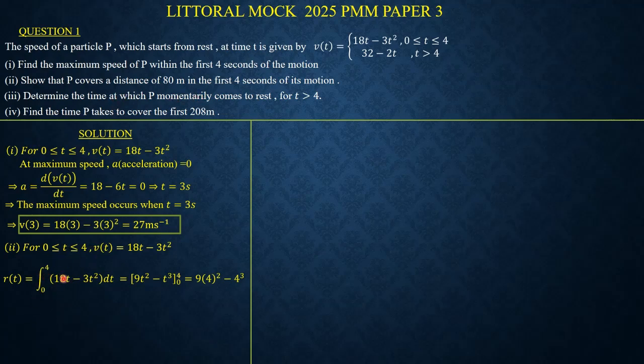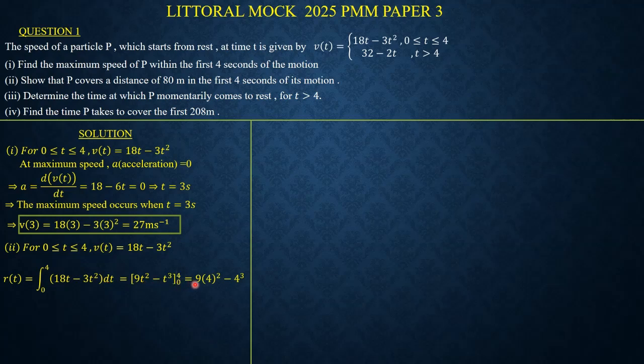The integral of the speed with respect to time from 0 to 4, which corresponds to the time interval corresponding to the speed 18t minus 3t squared. And integrating it with respect to time, we get what? We get 9t squared minus t cubed, with the bounds of integration from 0 to 4. Obviously, why? Because if you integrate 18t, you are going to have 18t squared divided by 2, but 18t squared divided by 2 gives us 9t squared. And if you integrate 3t squared, you are going to have 3t cubed divided by 3, which gives us t cubed. And the bounds of integration from 0 to 4.